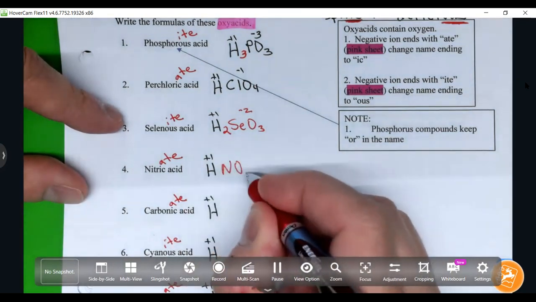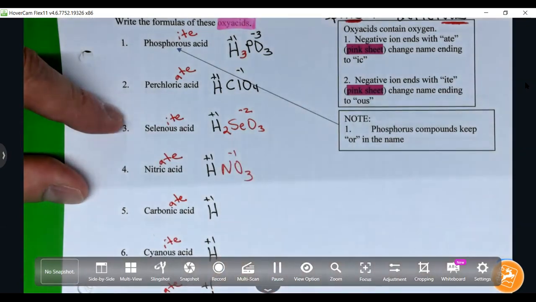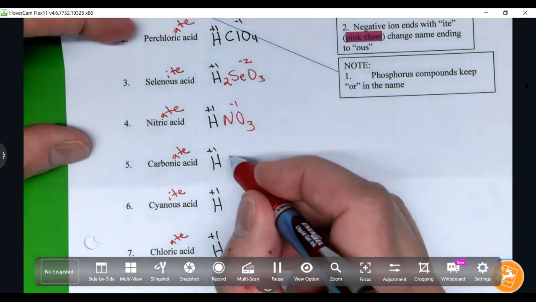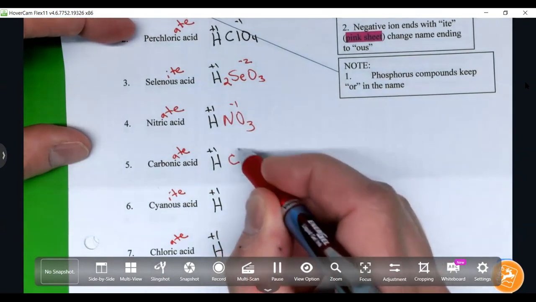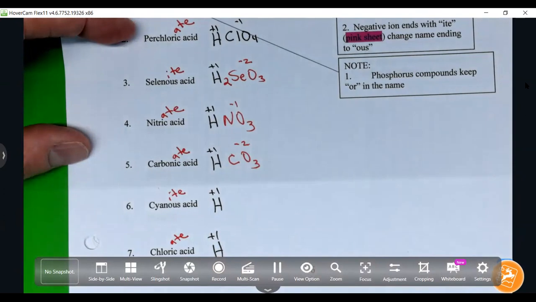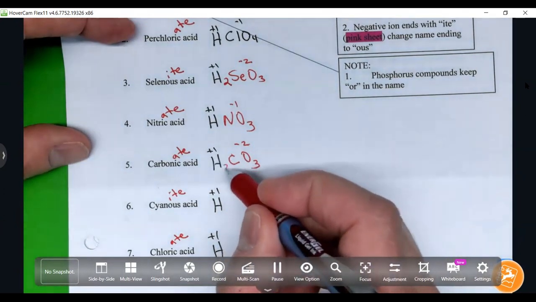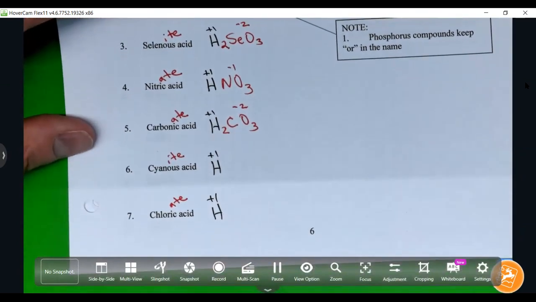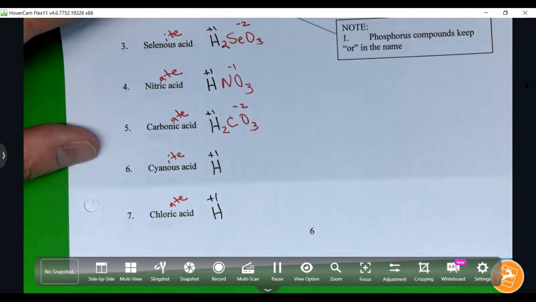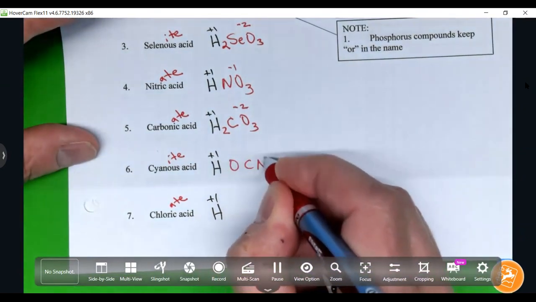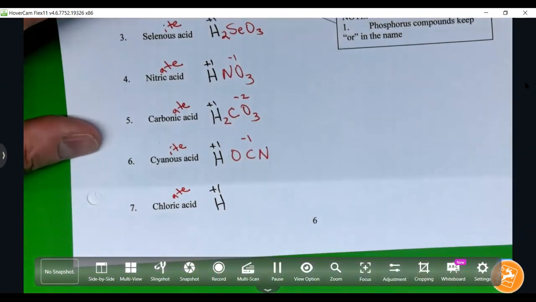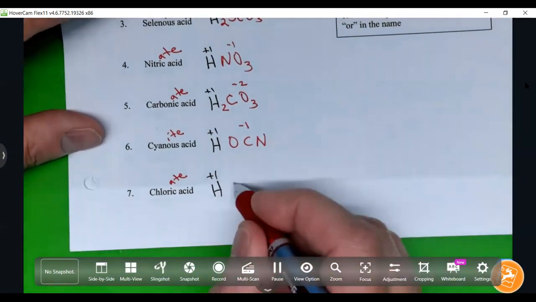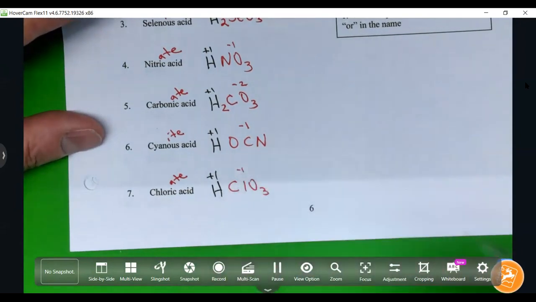Nitrate. NO3 minus 1. Carbonate. CO3 minus 2. Cyanate. OCN minus 1. And chlorate, ClO3 minus 1.